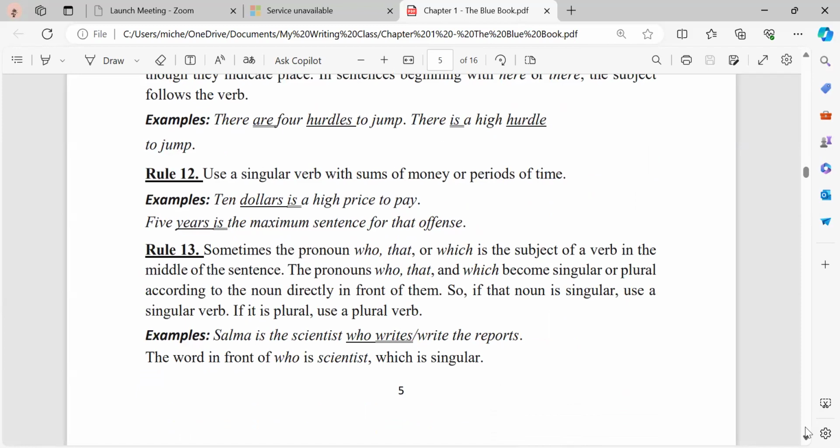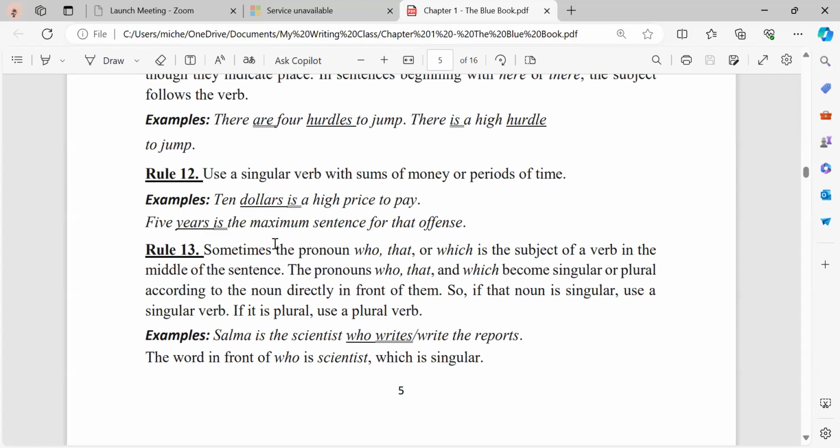And for rule number 12, we have used a singular verb with sums of money or periods of time. There are two examples right here: "$10 is the high price to pay," and "5 years is the maximum sentence for the offense." Why do we use a singular verb with sums of money or periods of time, when dollars, for example, has an S, and years, 5 years, seems like a plural subject? Why are we using a singular verb?